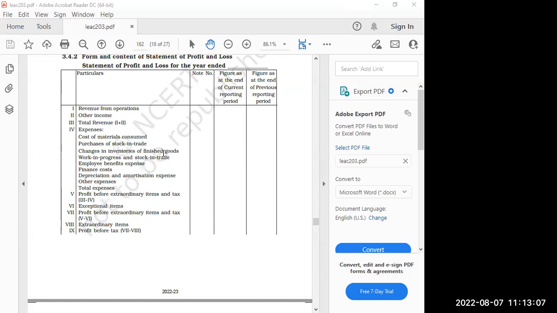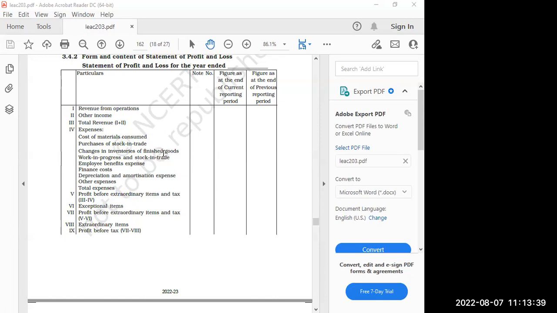Then other expense. Other than this category: cost of material, purchase of stock in trade, change in inventory, employee benefit expense, finance cost, and depreciation. Other than these six, any expenditure that is there will come under other expenditure. Example, donation given, sundry expenses, miscellaneous expenses, preliminary expenses. Any expenditure other than those six items should be recorded under other expenses.